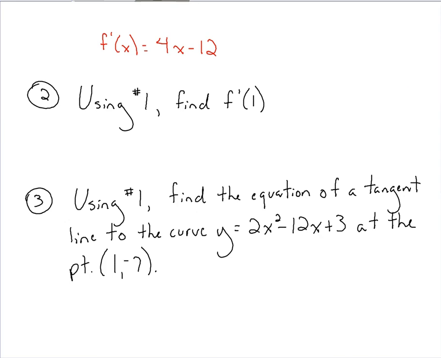All right, if we're going to find f prime of 1 here, well, we have to know what f prime of x is. We found f prime of x to be 4x minus 12. So all we're going to do here is replace x with 1. F prime of 1 is going to equal 4 times 1 minus 12. F prime of 1 is going to equal negative 8.